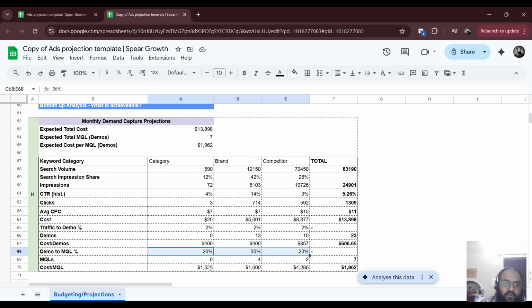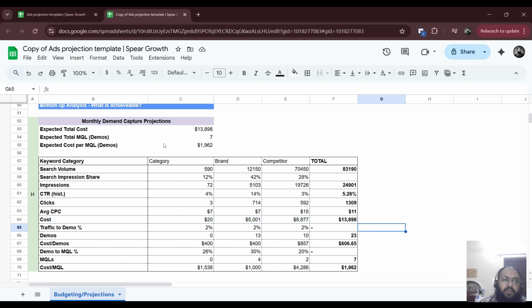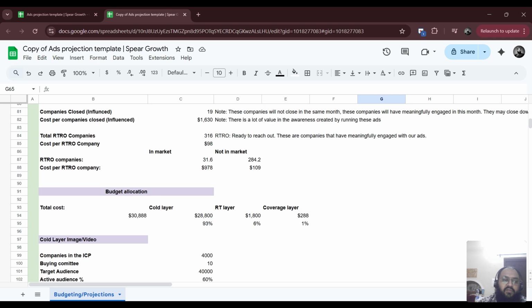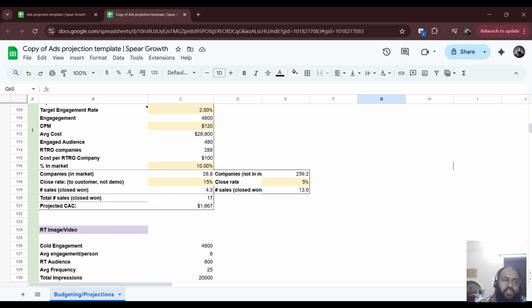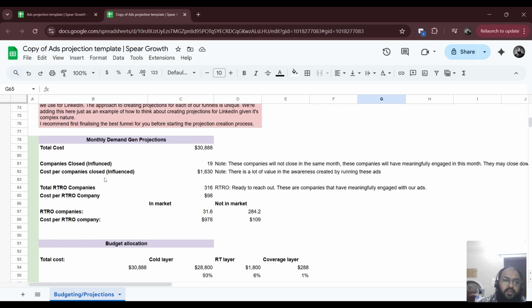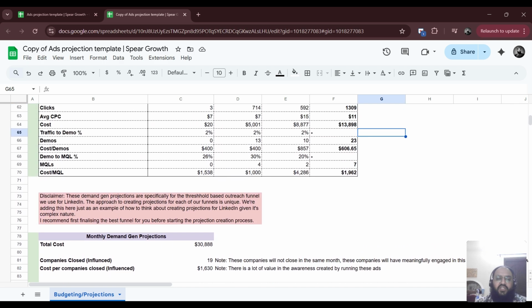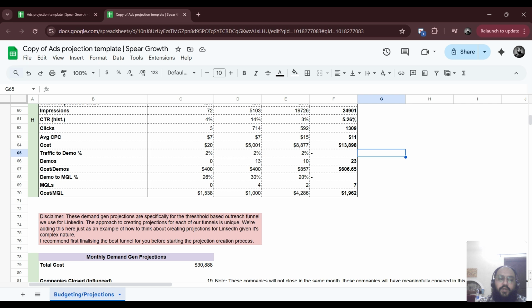And as you input all of these, you will get to know what would be the cost per MQL, what would be the cost for each of the campaigns or in total. So this would be a simple top-down and a bottom-up approach. We've added additional projection calculators over here for retargeting or for LinkedIn. These are specific to our strategies, but it gives you a good sense of how we approach these projection problems.